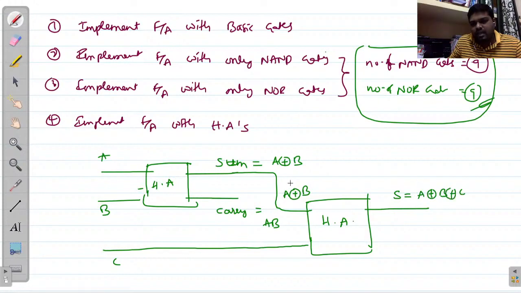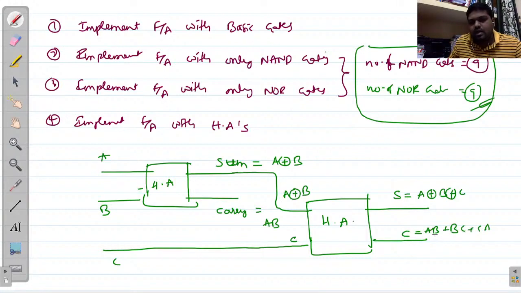Why? Because this is A XOR B input and this is C input with this full adder. So then I will get S equals A XOR B XOR C, right? Now I want to implement carry. That carry C equals what? AB plus BC plus CA. Now I have to implement this.